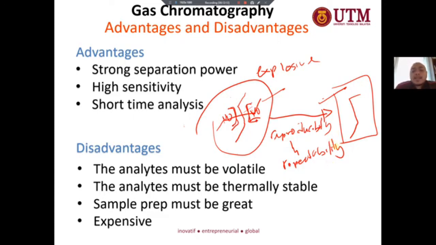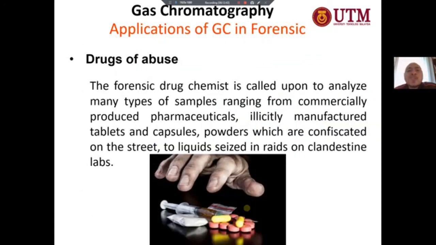Then the sample prep must be great. If our sample prep is not great, it will damage the column, and of course it's quite expensive to change the column. It's about 3,000 to 5,000. Then of course the GC is much more expensive compared to HPLC. HPLC DAD you can get for around 200 to 300,000. But for the GC, it can reach up to 1 million ringgits. So it's quite expensive for gas chromatography.